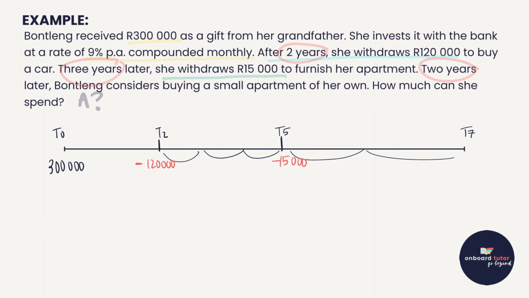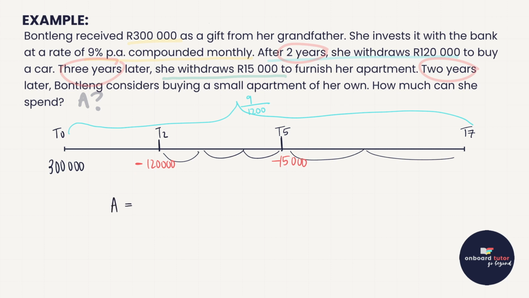What I'm noticing here, which is lucky for us, is that we've got one interest rate throughout this question. So we've got from T0 all the way to T7, the interest rate is staying the same, 9% per annum compounded monthly. So there we have it. And now we can get to answering this question.